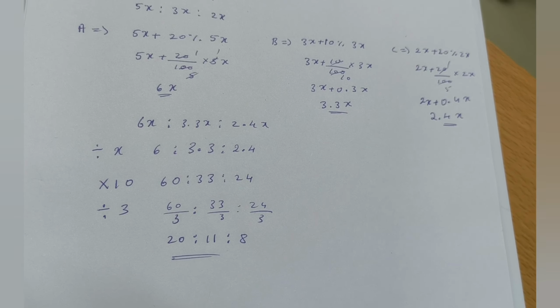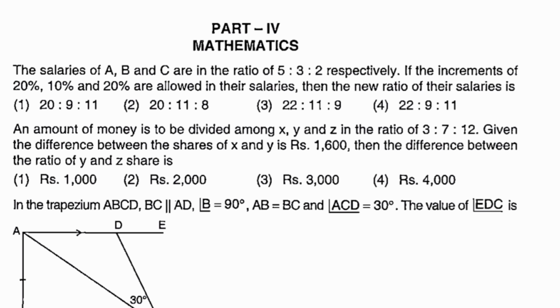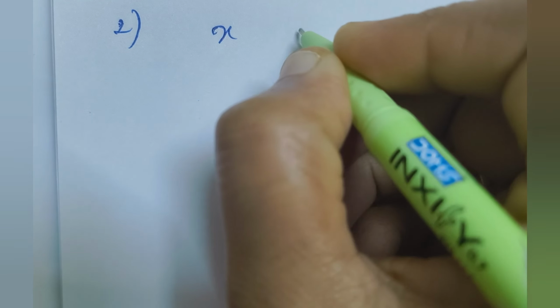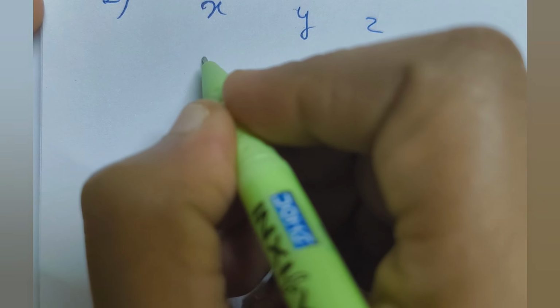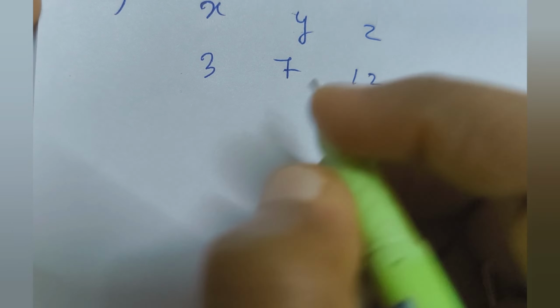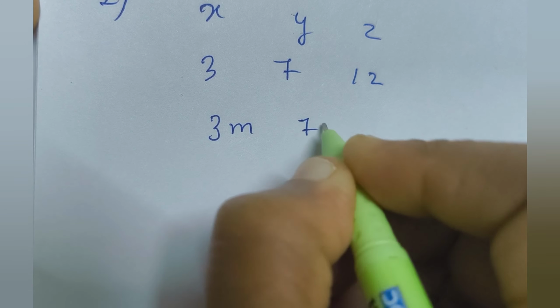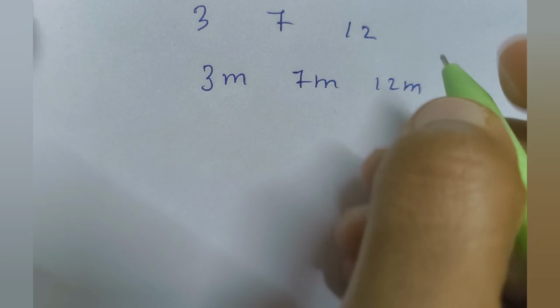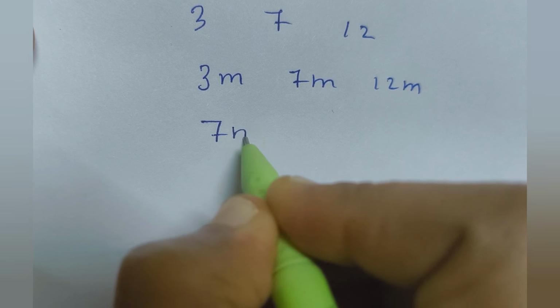Next one. An amount of money is to be divided among x, y and z in the ratio of 3:7:12. Given the difference between the shares of x and y is rupees 1600, then the difference between the shares of y and z is how much? We can consider for x it is 3, for y it is 7, for z it is 12, and take some m. So 3m, 7m, 12m.